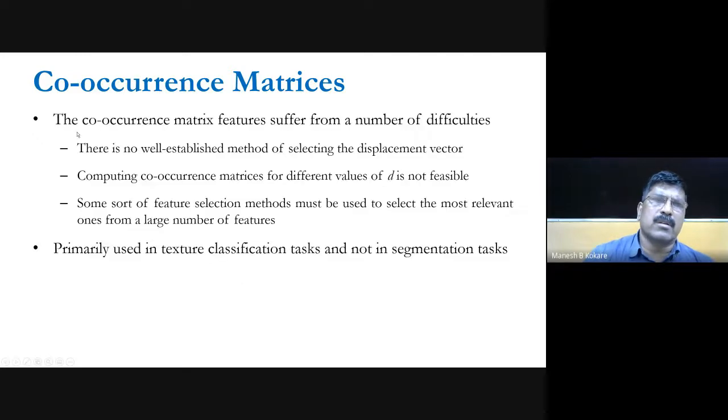Right. The co-occurrence matrix features suffer from a number of difficulties. So which are the problems with this one?